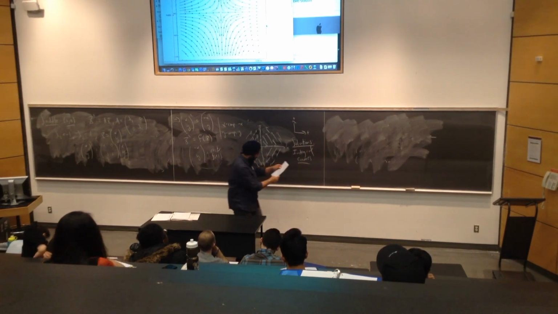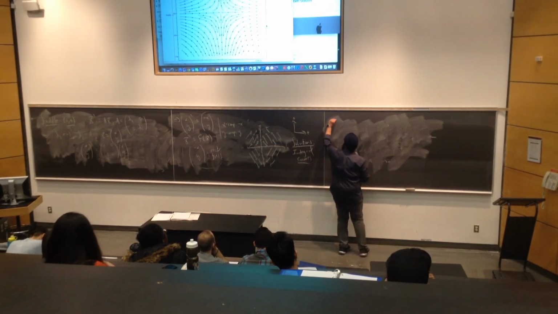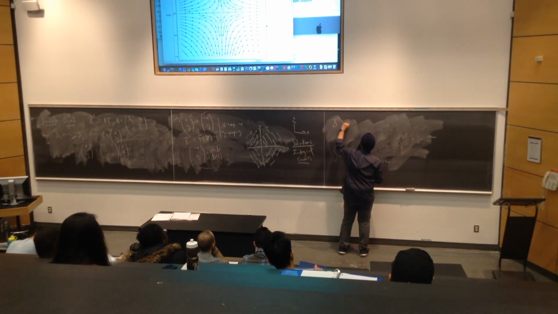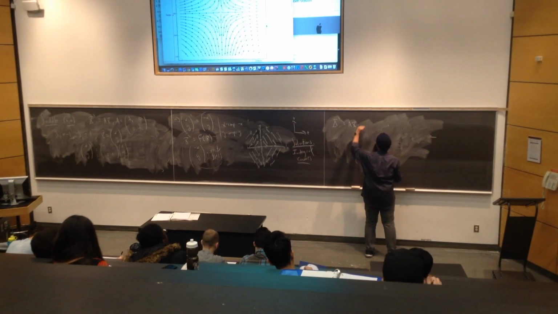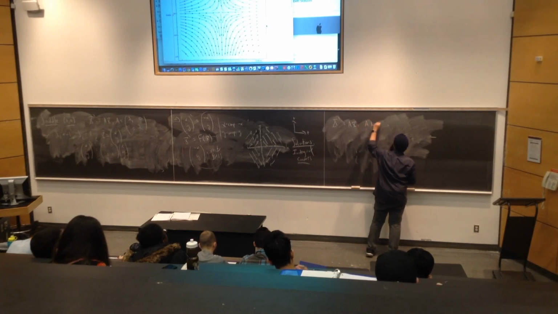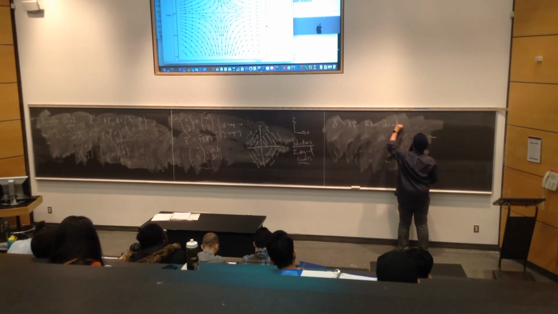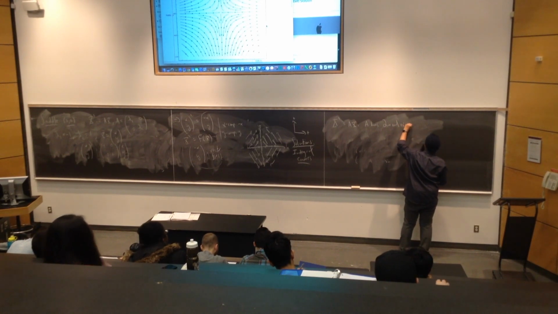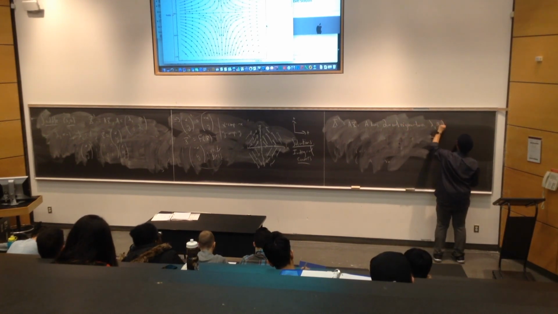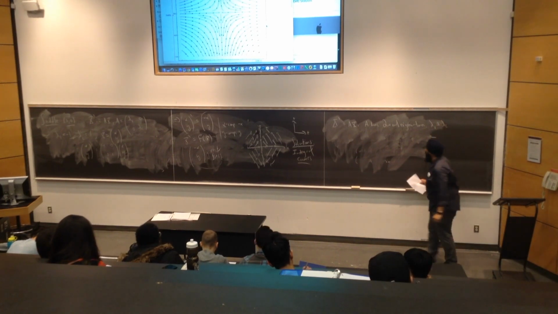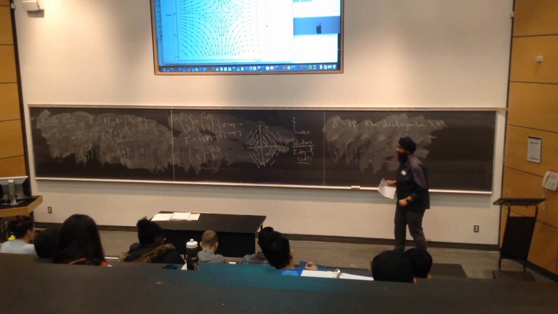Let me rewrite what the situation was. With last class, I said x prime is equal to Ax, and I suppose that A has two real eigenvalues that are distinct, such that lambda 1 does not equal lambda 2. And then I have three cases for this.